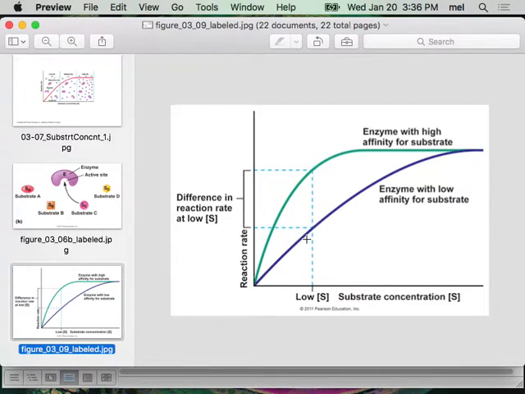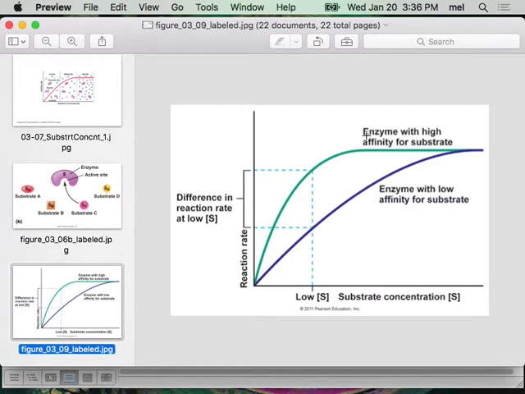So what happens is that if I have an enzyme that has low affinity for the substrate, then can you see it's going to take me a while for my reaction rate to go up, right? Because it doesn't bind the substrate very well. Does that make sense? It's going to take me longer to hit saturation. Overall, I'm going to generate less product over the same time period.